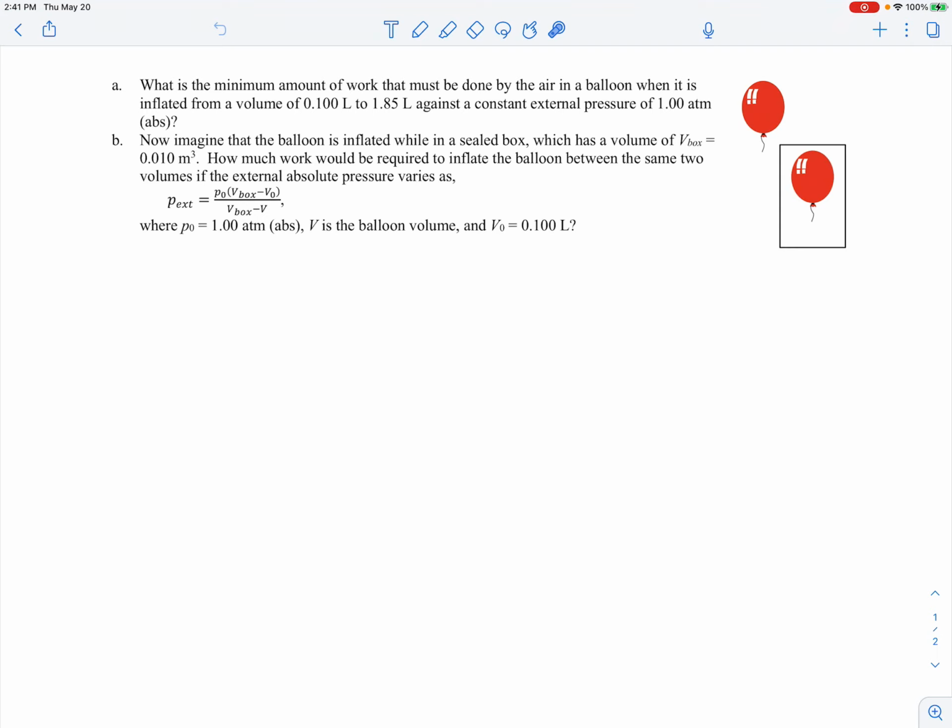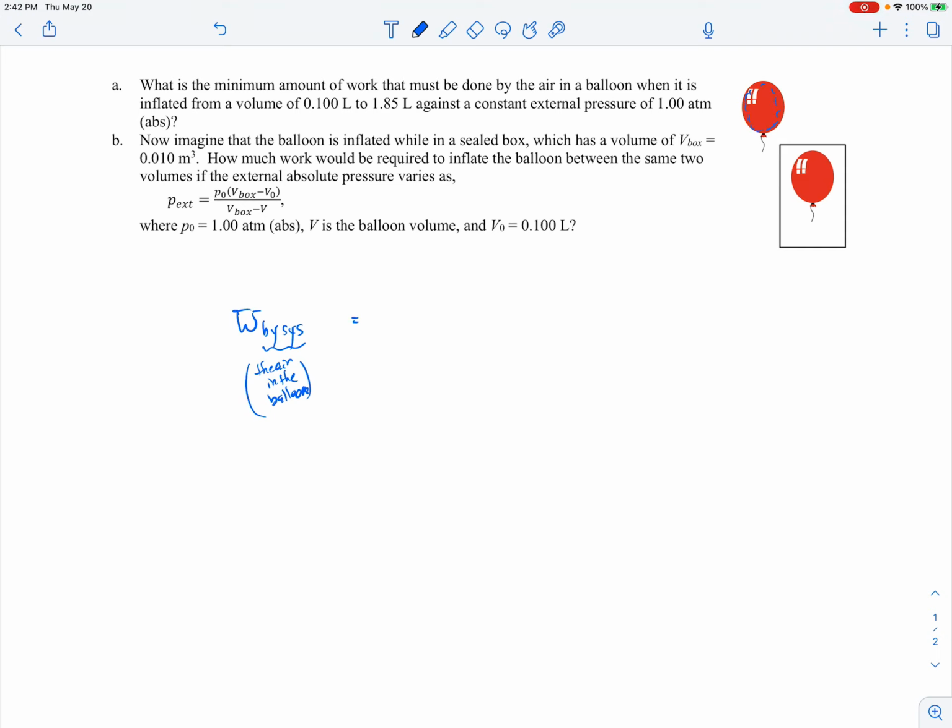What's the minimum amount of work that must be done by the air in a balloon when it's expanding? This is PDV type of work, right? So we're changing the volume against a constant external pressure. So the work done by our system, and our system here is the balloon, or the air in the balloon. Okay, so that's our system, the air inside the balloon here.